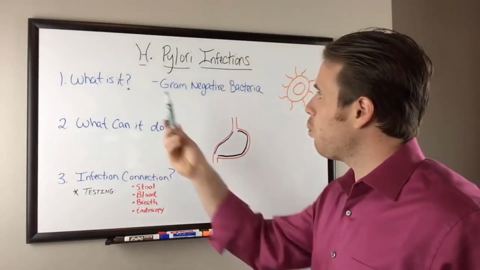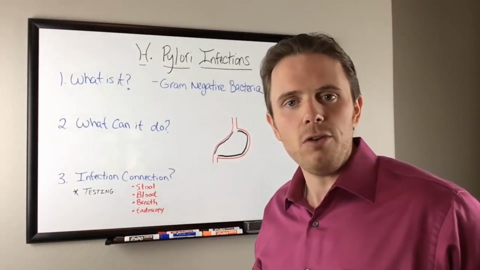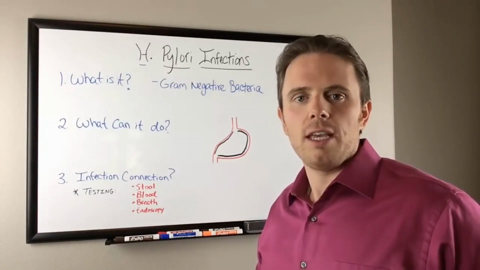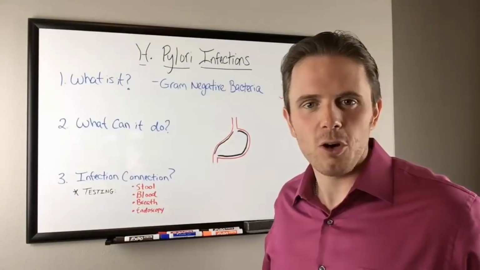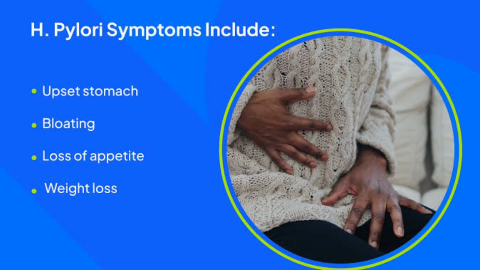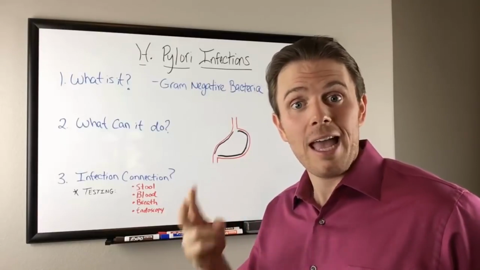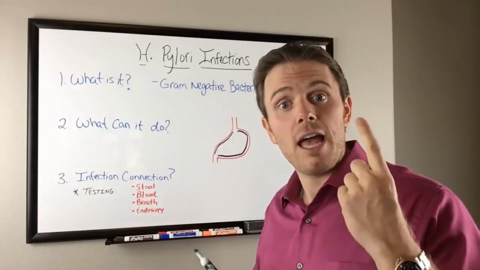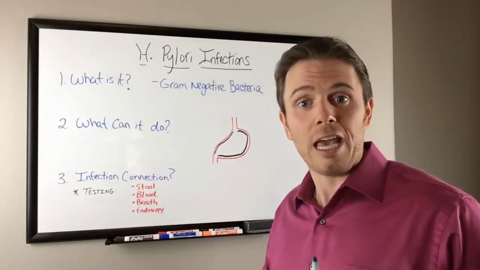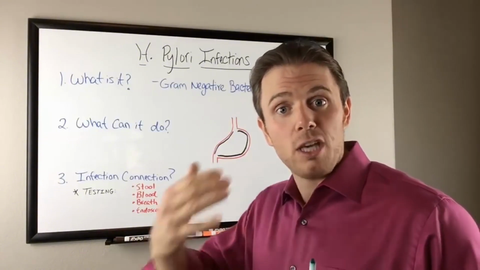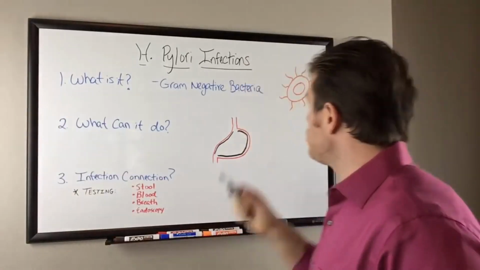So let's break it down here. What is H. pylori? H. pylori is a gram-negative bacteria. Anyone that's taken college-level microbiology may know what that is, but most people haven't. Gram-negative versus gram-positive are the only two kinds of bacteria we have. Gram-negative has 2 walls. Gram-positive has 1 wall. That's important. Imagine it's a lot easier scaling 1 wall and getting over it than it is knocking out 2 walls.